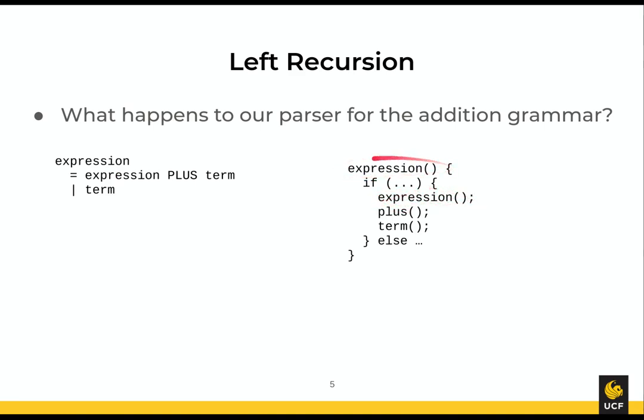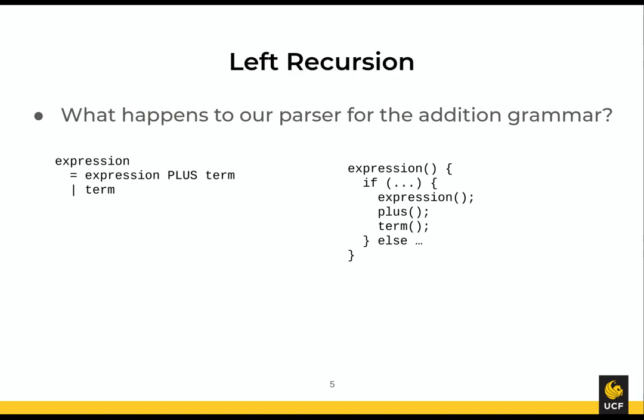Whenever we see an expression, we first call the expression function because that's the first symbol in our production. Then we call the plus token. Then we call term. So what happens here? Does this look okay? Will this work? Will you go off and write this? I'm hearing some dissatisfaction.